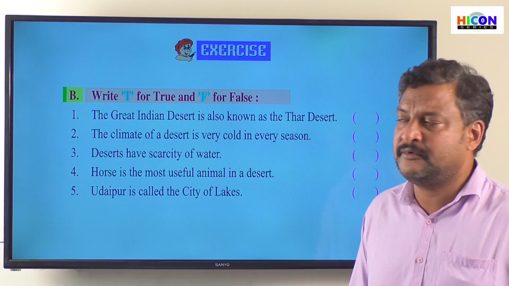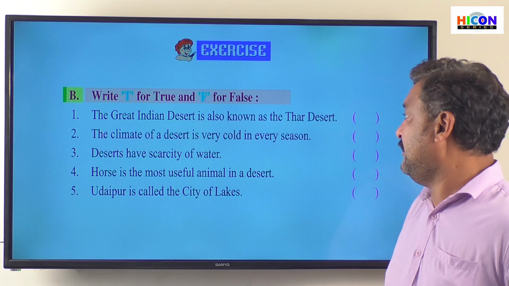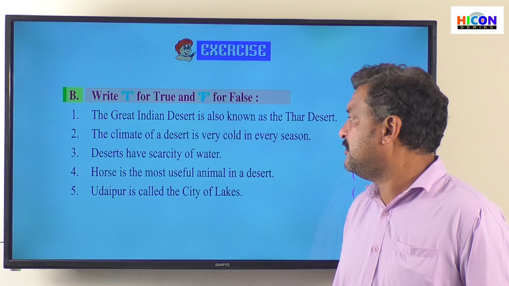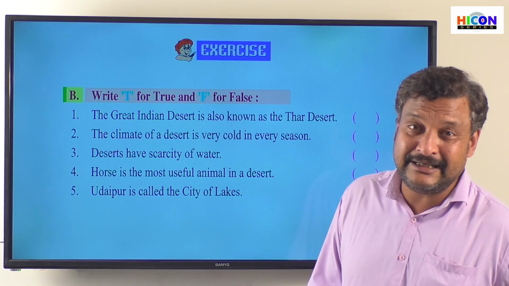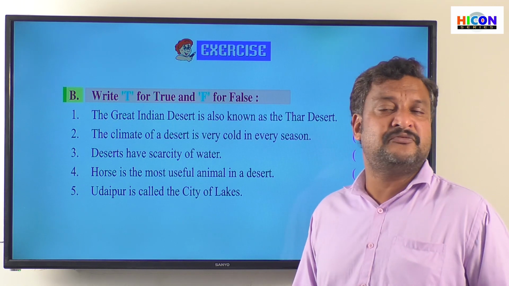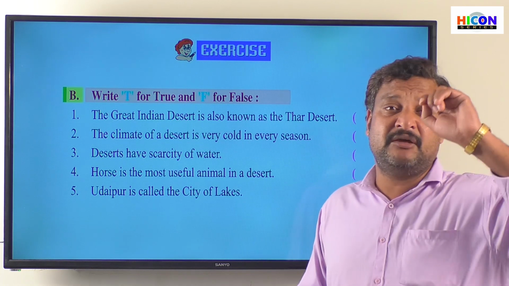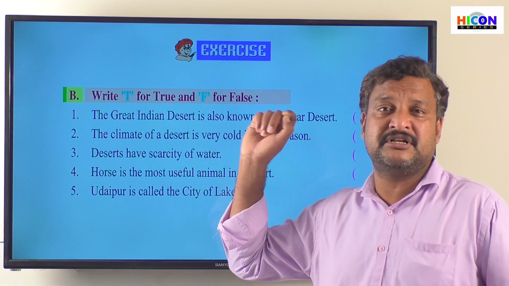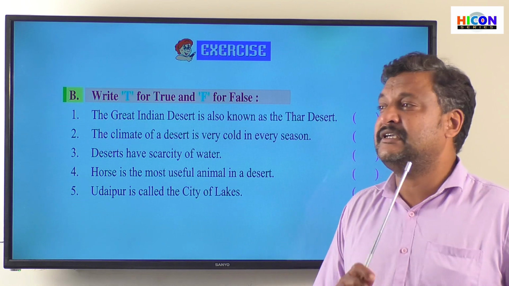The climate of a desert is very cold in every season. When does the climate of a desert change into very cold? During night time. Not throughout any season, but during the day it's very hot and during the night it's very cold. Extreme hot temperature during the daytime and extreme cold temperature during the night time is a speciality of deserts.